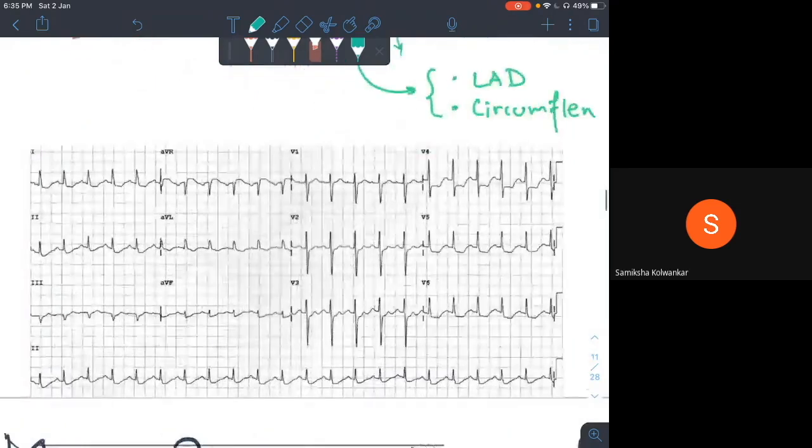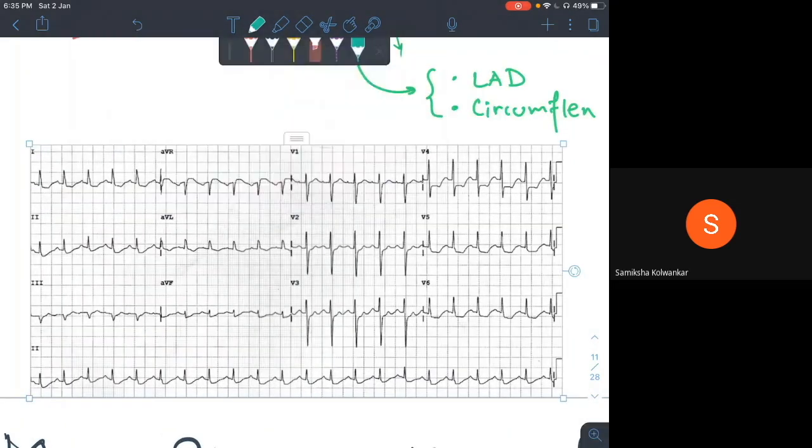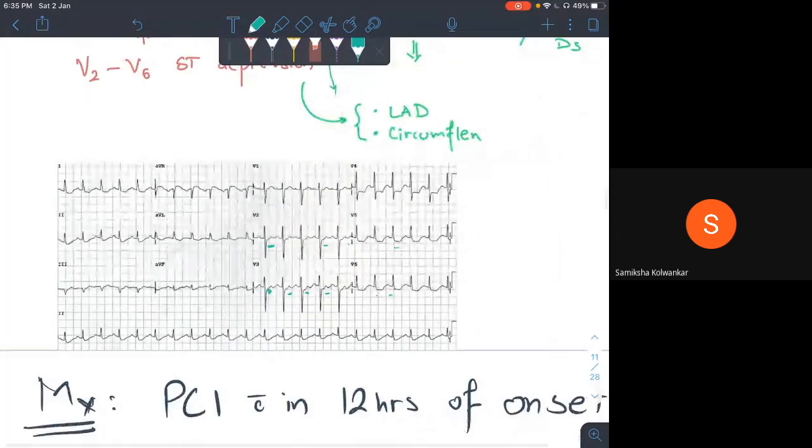So you see here, you're seeing an ST depression, ST depression, ST depression. So there's ST depression all around. So this guy definitely has an MI. Now, what kind of an MI does he have, right? If you look at it, you're going to have to look at 1, 2, 3, 4, right?